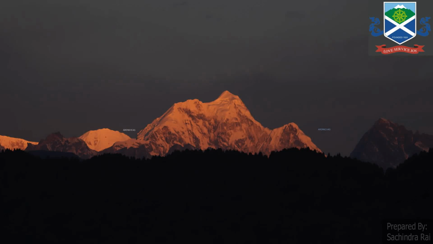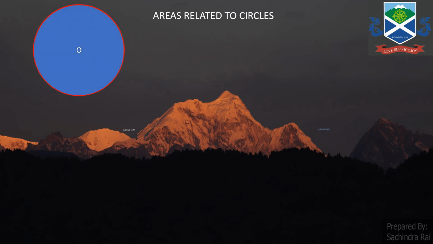Today we are going to learn about areas related to circles. Before we move on to the areas, we must understand different parts of circles and the formulas related to those parts. So we have center O, and from center O at equal distance we draw a curve, then this forms a circle. And the portion inside this boundary, the red boundary, is called the area of the circle.